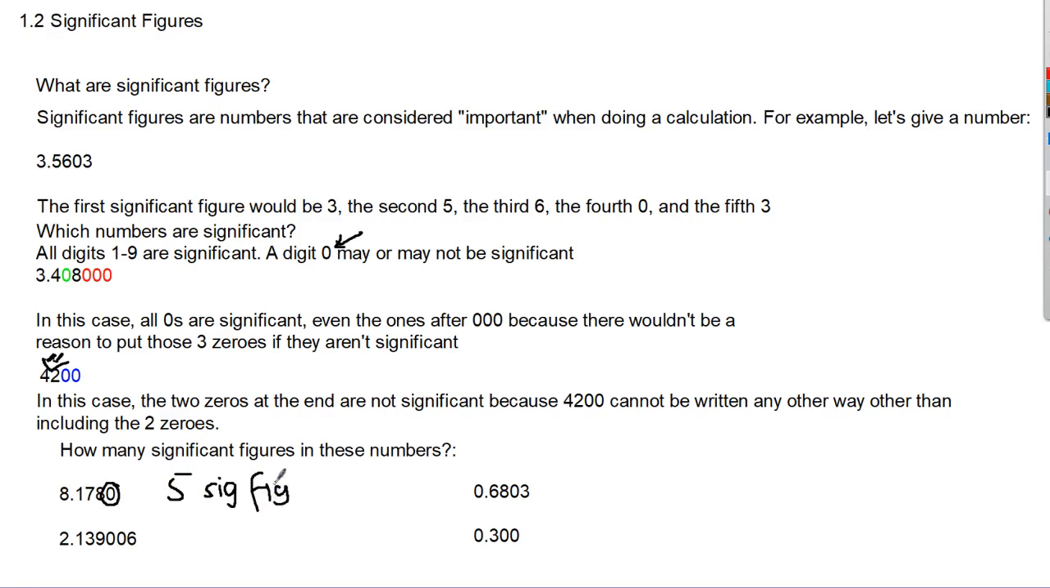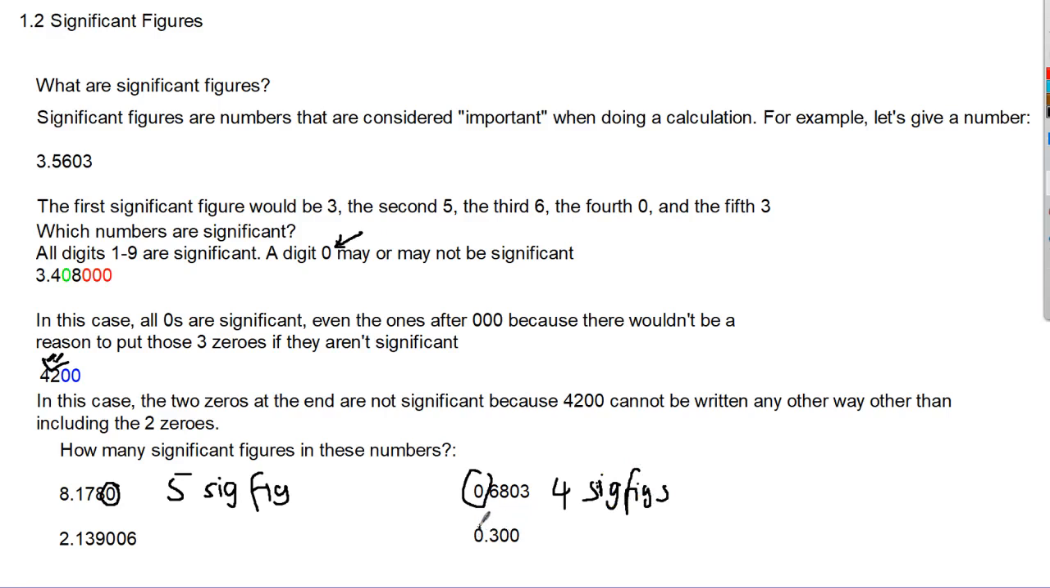Next we have 0.6803. Now the 0 in the beginning is not significant, because I could have just said .6803, and that would be the same. It's like putting 0.0320. It looks like there are 5 significant figures or 4, but there are only 2. It's only 320. The 0 is a placeholder, so it's not significant, and the 0 at the end is obviously not significant either. So this is 4 sig figs.